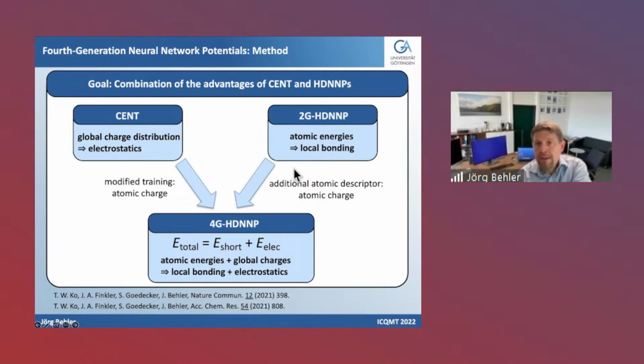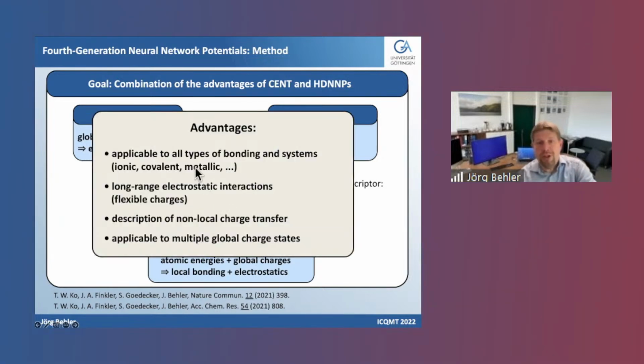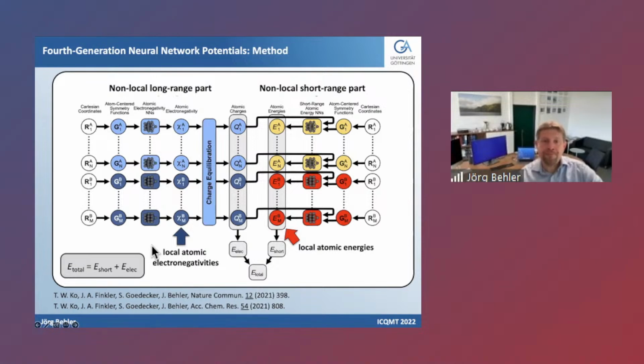So they also get the atomic charges as additional descriptors, to include the effect of this long-range charge transfer. And this now provides us with a very general method applicable to all types of bonding systems, like ionic systems, covalent, metallic bonding. We have long-range electrostatic interactions, flexible charges included. We can describe non-local charge transfer, and the method is also applicable to multiple charge states. So this is what the final scheme of the fourth generation neural network looks like.